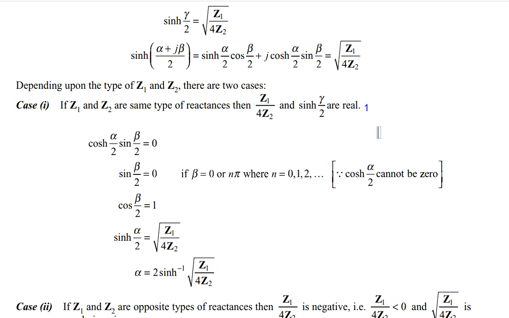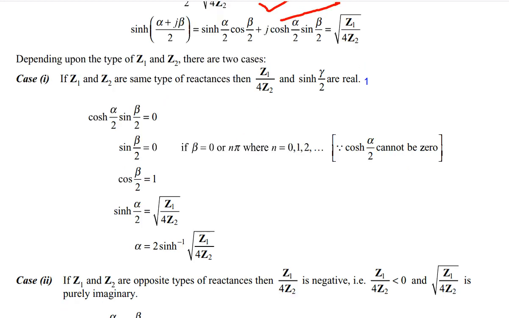Now, when that is real, that means from this equation you will not be having any imaginary component, right? Imaginary component will be 0 and you will have only real component, which is nothing but square root of Z1 by 4 Z2.